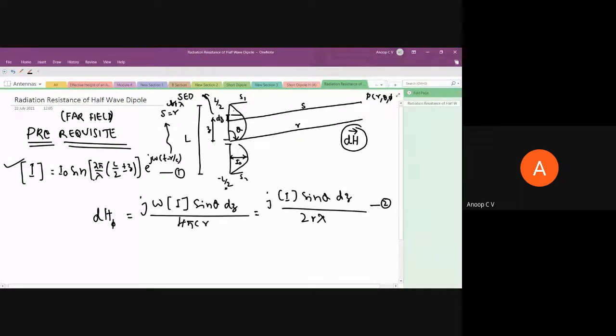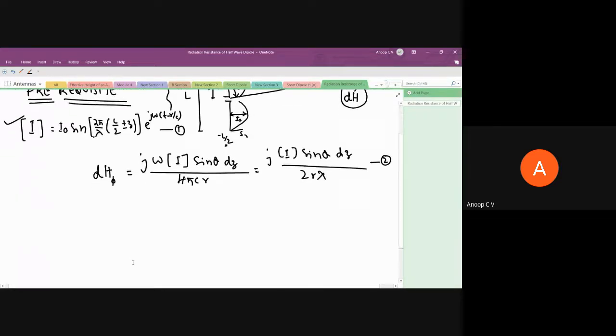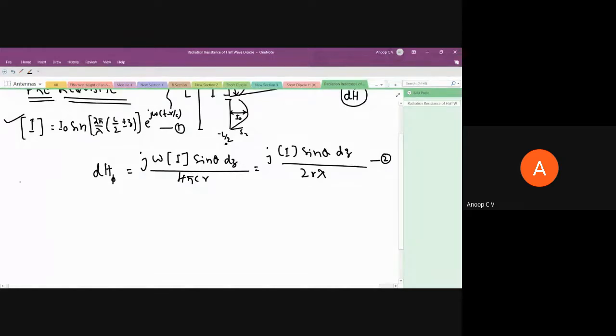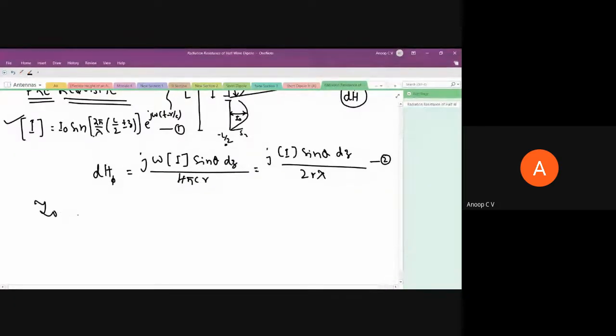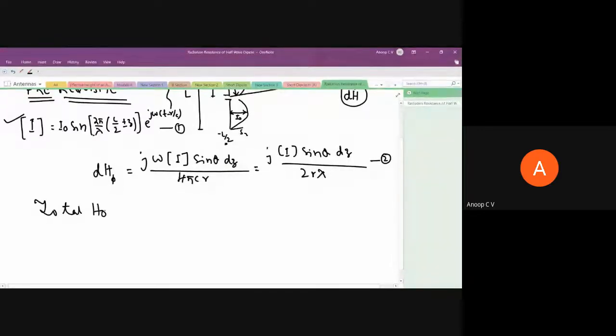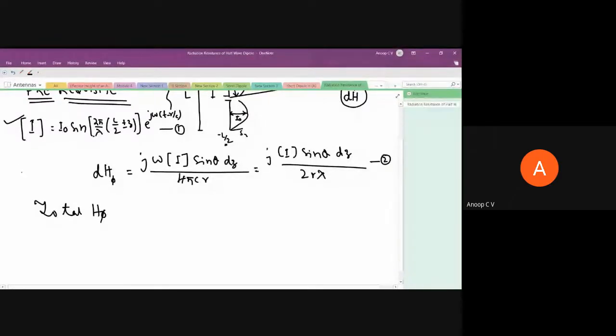Because I'm considering it to be composed of many short fragments of short electric dipoles. So I should consider the contribution of each one. So it's actually a continuous summation. It will become an integration, right? So this H phi, the total field, is due to a thin linear antenna, right?